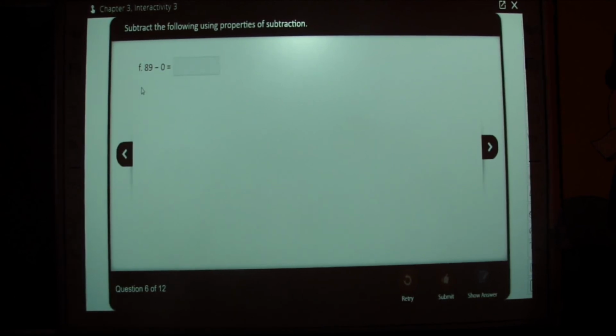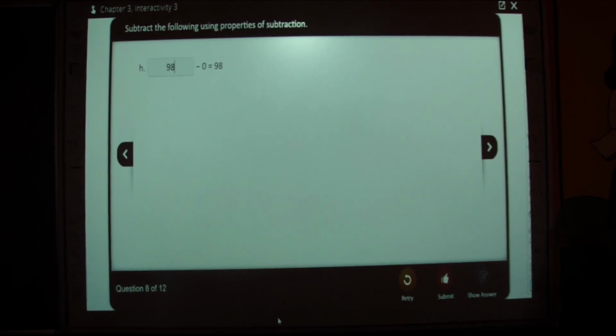Next, 89 minus 0. 89 minus 0 is equal to 89. It is a 0 property. Next one, blank minus 0 is equal to 56. 56 minus 0 is equal to 56. Our answer is 56 because it is a 0 property. Blank minus 0 is equal to 98. 98 minus 0 is equal to 98.